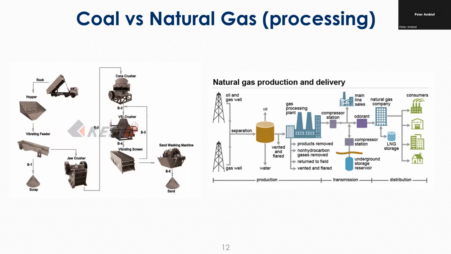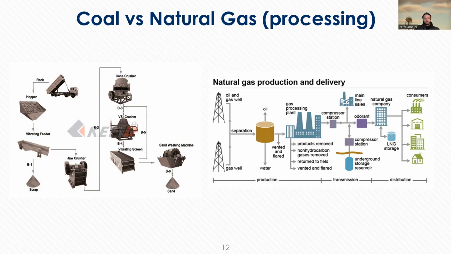The processing of these two fuels is fairly different. So for coal, essentially what you want as an input into your power plant is basically this coal dust, where you sort of grind it up as fine as possible to facilitate the combustion process.